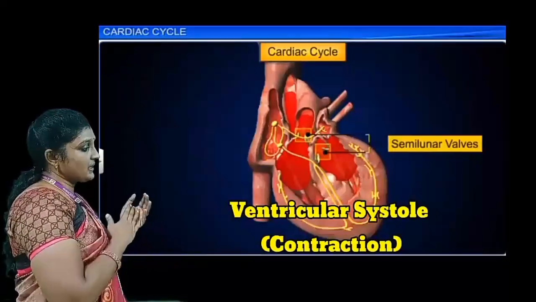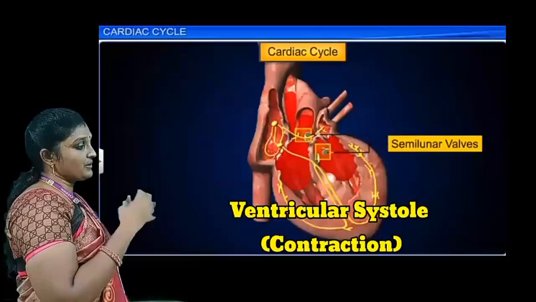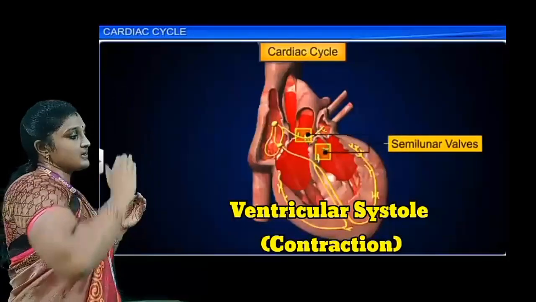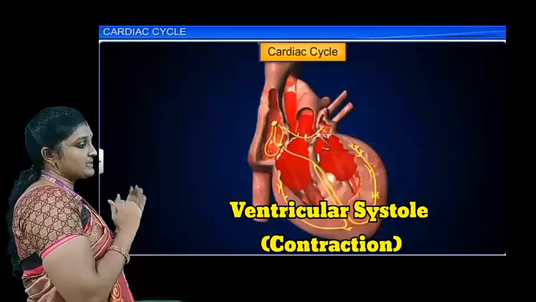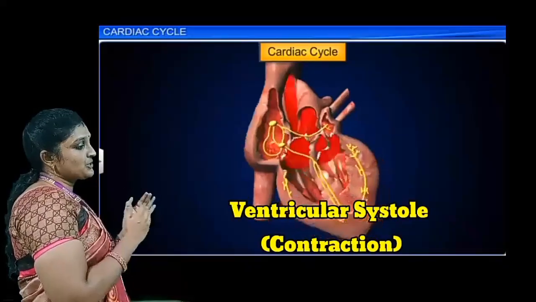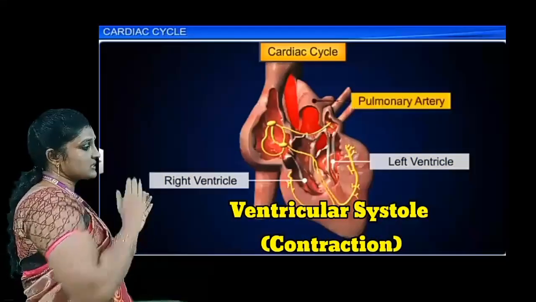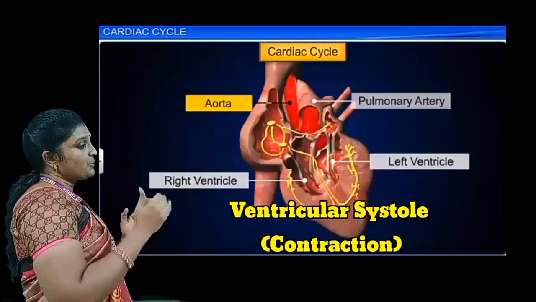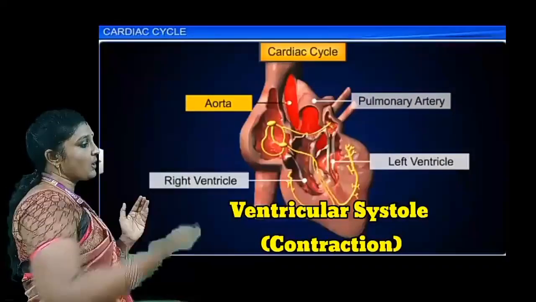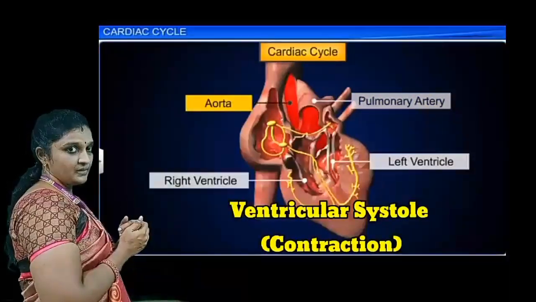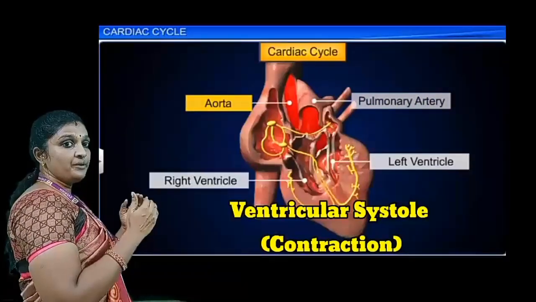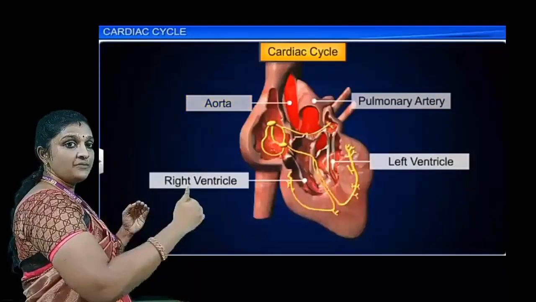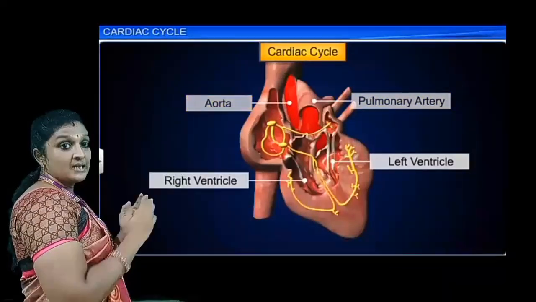When the semilunar valves of the pulmonary artery and aorta open, what will happen? Due to the contraction of the ventricle, it pushes the blood outside the heart. On the right side, the right ventricle pushes the deoxygenated blood to the lungs through the pulmonary artery, and on the left side, the left ventricle pushes the oxygenated blood throughout the body through the aorta. So blood is moving from the heart to the lungs on the right side, and throughout our body on the left side.